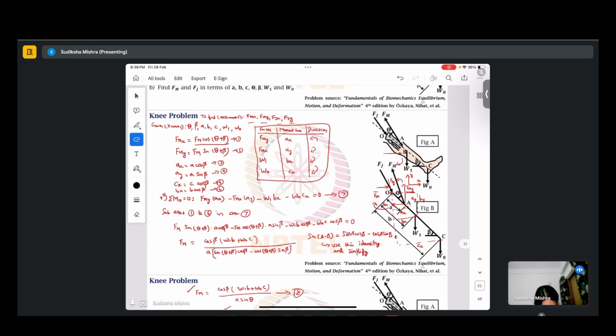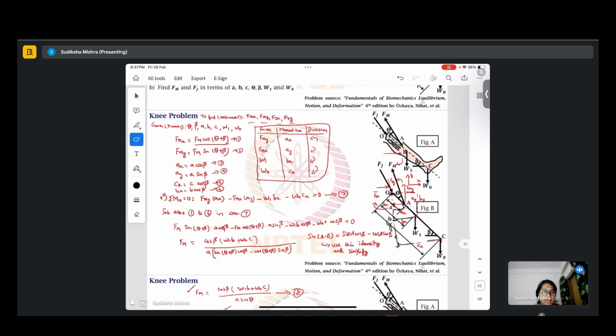Now this distance is ax, this distance is ay, this distance is by, and this distance is bx. Similarly, we can compute cx, which is this distance from the origin, and cy, which is here.